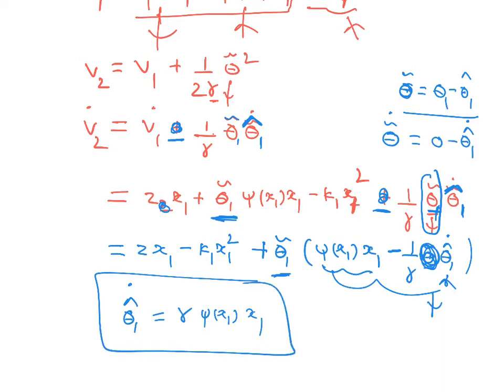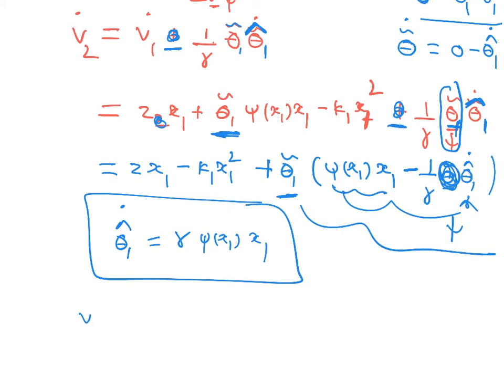What happens then if I choose theta 1 hat dot to be that? That's your parameter, right? You have added one more state to the system and you're deciding the rate of change of that state. And then this disappears, right? Now we have the equation v2 dot equals z x1 minus k1 x1 squared. That's all, right? So that is taken care of. Now we have this here. That's not an issue.